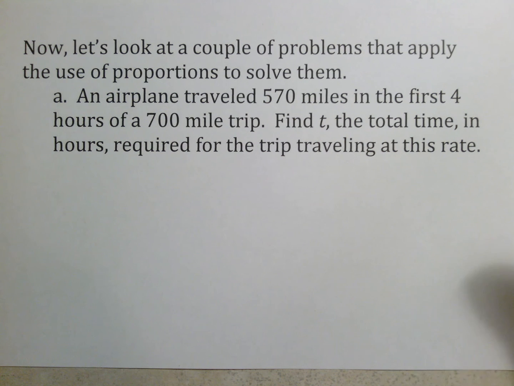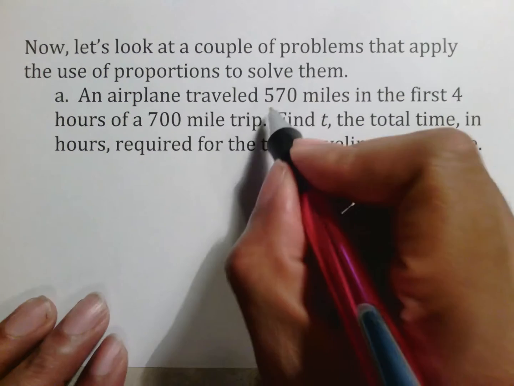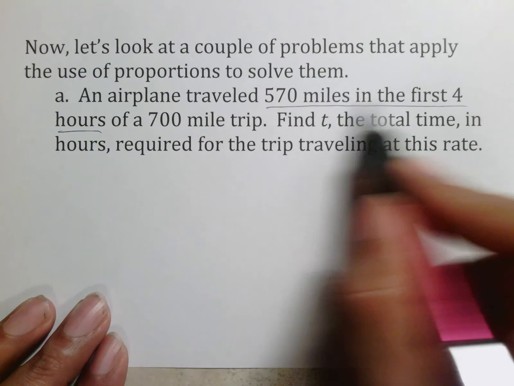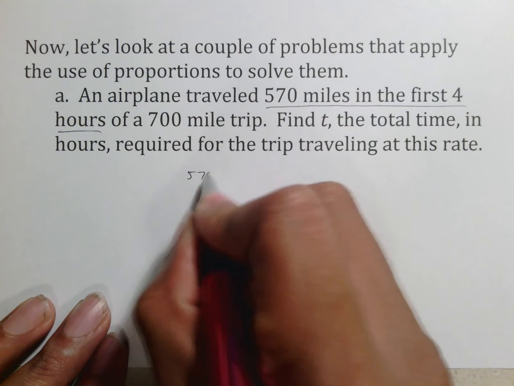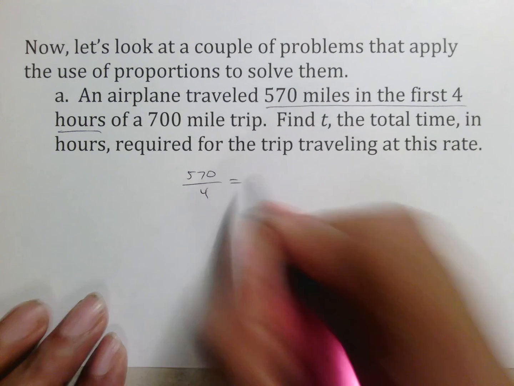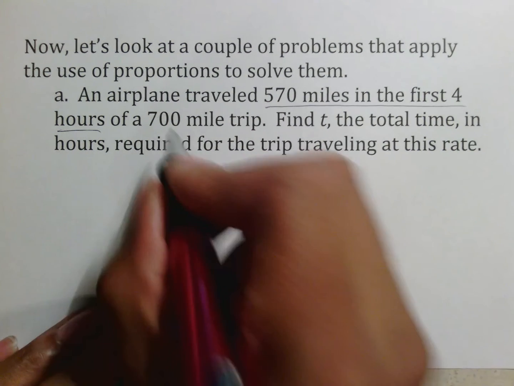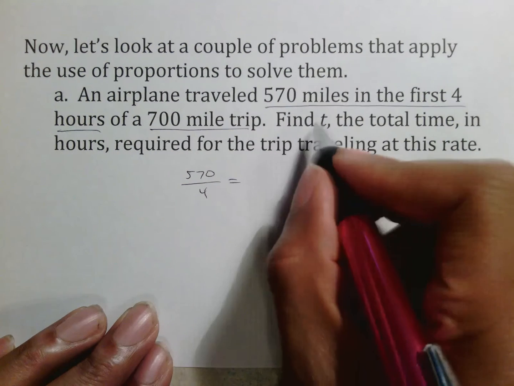Anytime you're using a situation and trying to translate it over and see what another situation is going to be, you're talking proportions. But remember that we had what we called a ratio. And the first ratio is that we went 570 miles in 4 hours, which means we can put 570 over 4. Set it equal to another proportion, which is that we know we have a 700-mile trip and we want t.